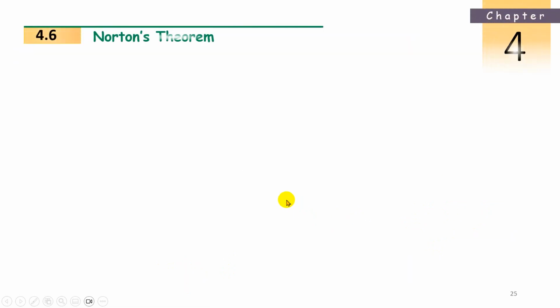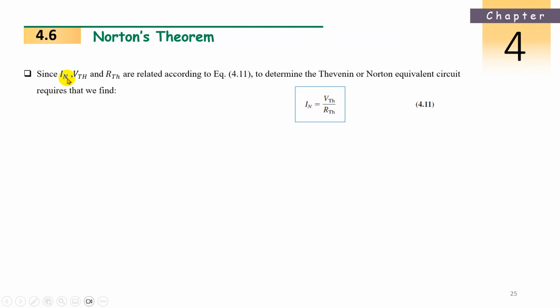Okay, now next. So already we know In is V Thevenin by R Thevenin. Since In, V Thevenin and R Thevenin are related according to this equation, to determine the Thevenin or Norton equivalent circuit requires that we find In is equal to V Thevenin by R Thevenin. So what we have to find? The open circuit voltage across A and B we have to find. Then the short circuit current at the terminals A and B.